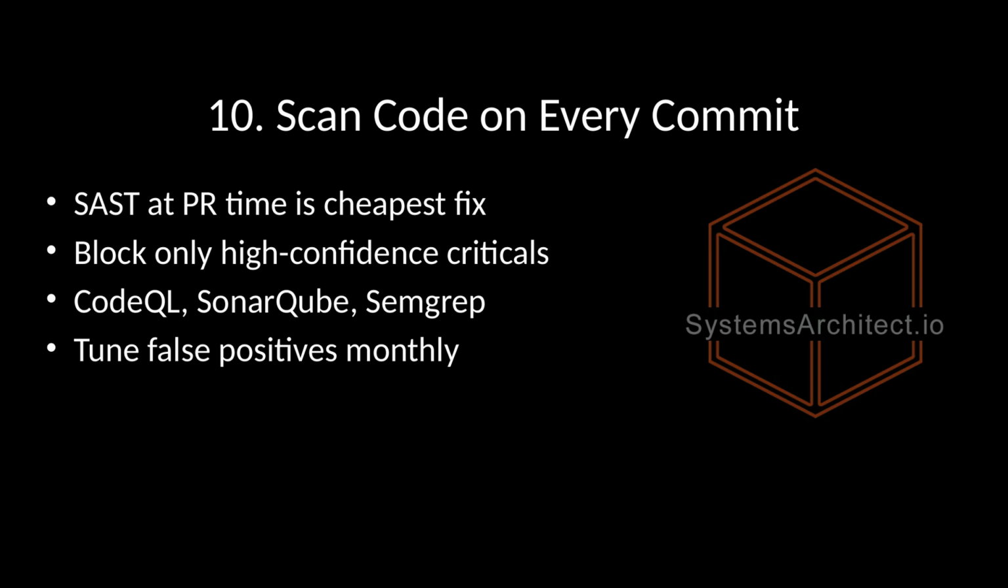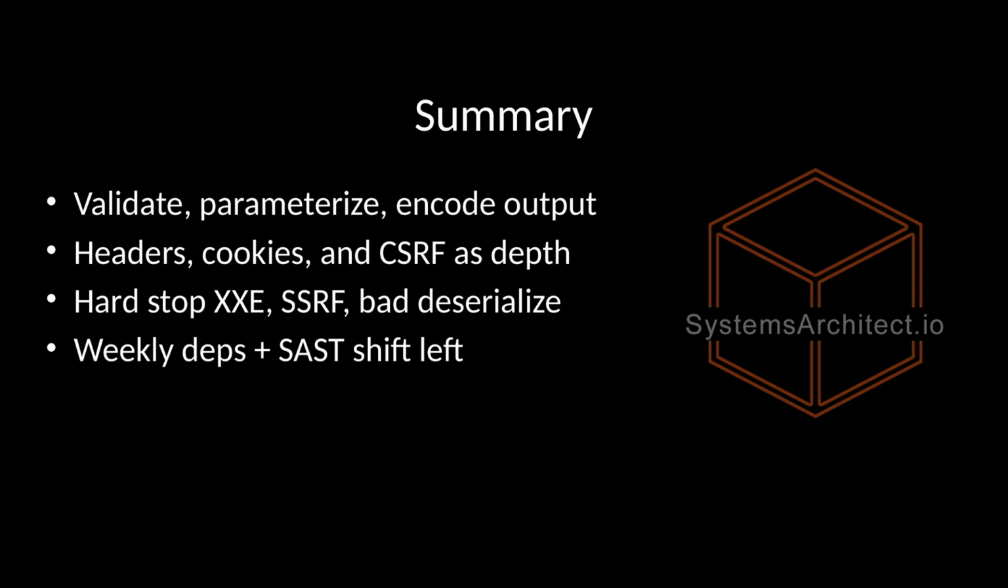instead of days of emergency production work. Make SAST required, but block only high-confidence criticals first so the team does not mute a noisy scanner. Expand rules as maturity grows. To wrap up, allow list input, parameterized queries, and correct output encoding shut down the injection and XSS class that has dominated web breaches for decades.